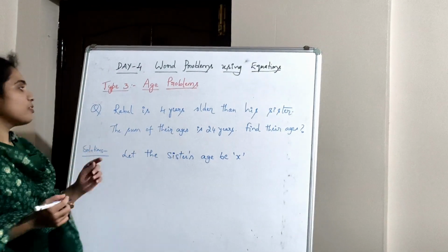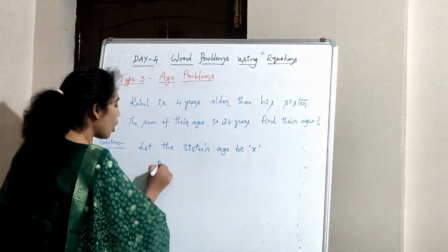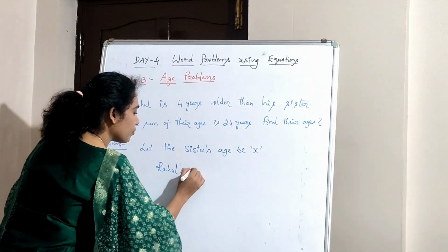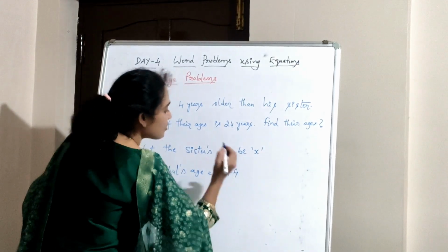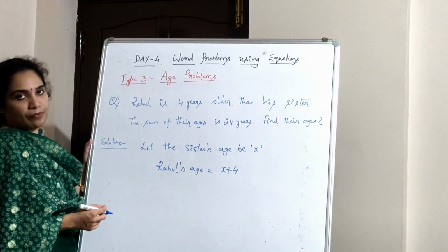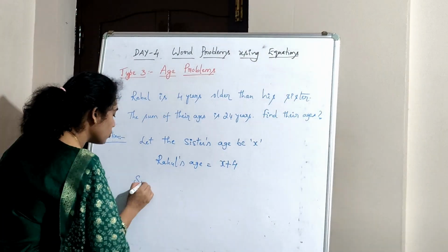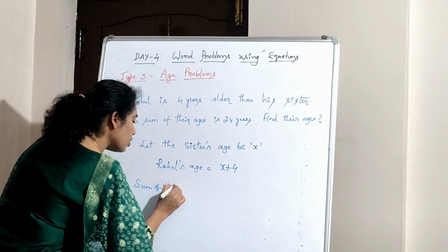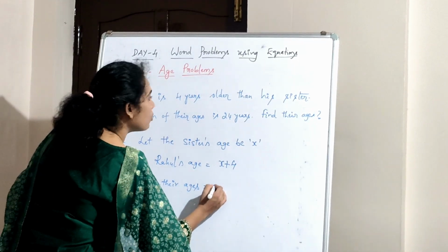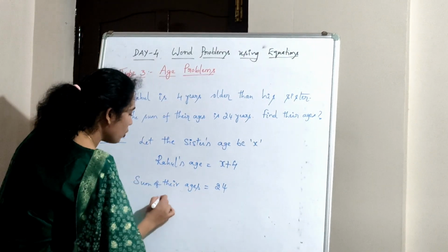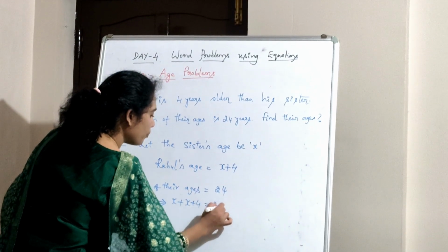Okay, so let the sister's age be x. Now they have given that Rahul is 4 years older than his sister. That means Rahul's age is x plus 4. It is also given that the sum of their ages is 24 years. So the sum of their ages, Rahul's age and his sister's age, is 24 years. So the sum of their ages, x plus x plus 4, is equal to 24.